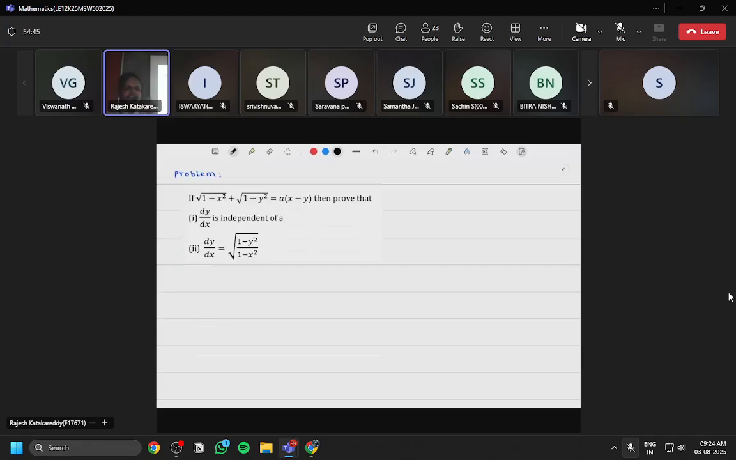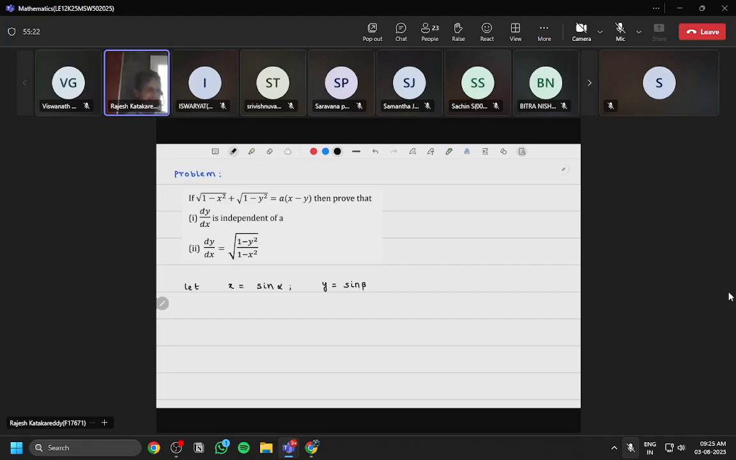See, in integration, if there is a square root of a square minus x square term, that can be solved by substituting x equals a sine theta or a cos theta. Square root 1 minus x square. So I am saying let x be just sine alpha. Cos alpha also we can take. Y be sine beta. Now what happens here?